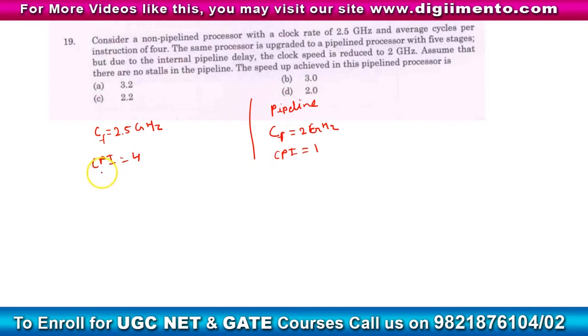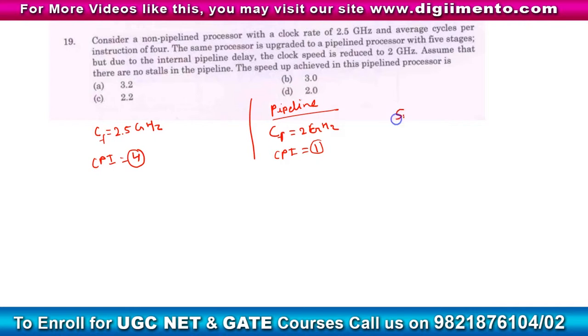What is CPI? CPI is clocks per instruction. To execute one instruction, it takes 4 clock cycles in the non-pipeline processor, and to execute one instruction it takes one clock cycle in pipeline systems. We have to find the speed up achieved in this pipeline processor.